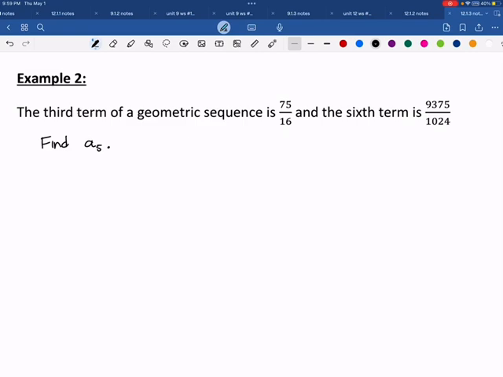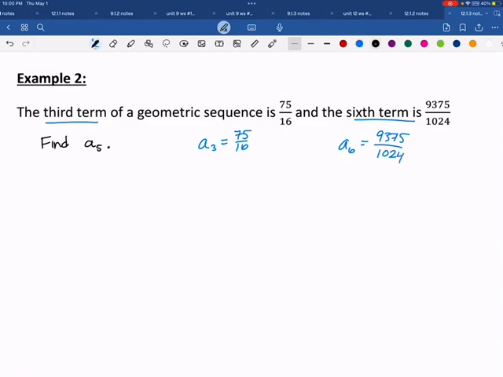A little different information here. I have the third term and I have the 6th term. I like to write this stuff out. So I know A3 is 75/16. I know A6 is 9375/1024. There are lots of different ways you could figure this out.